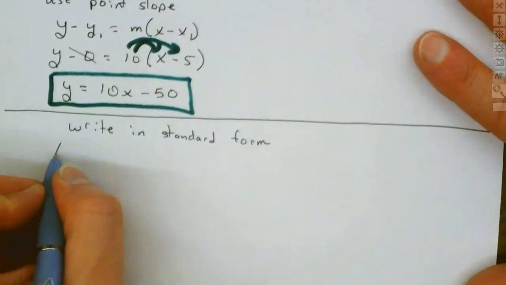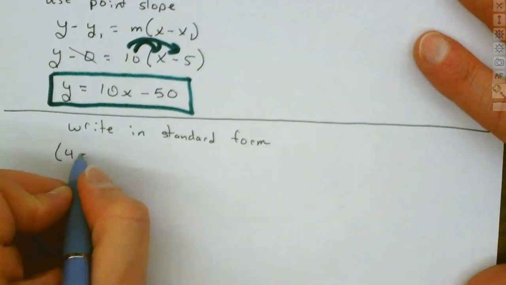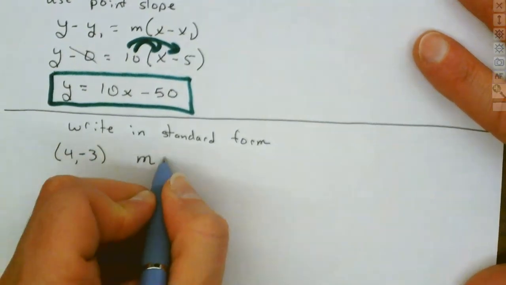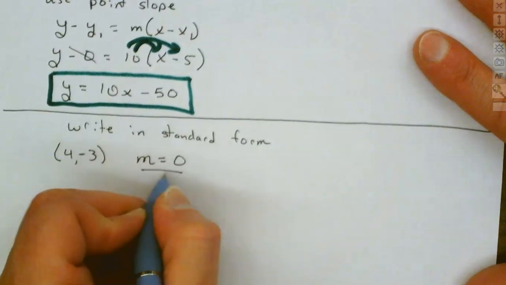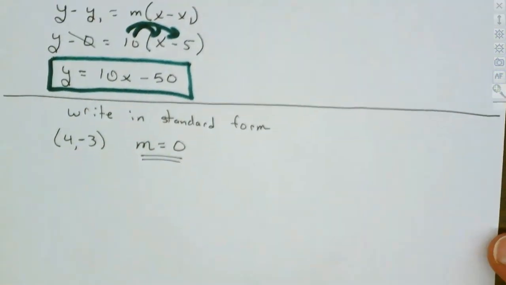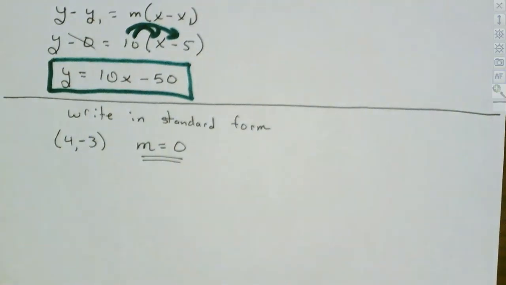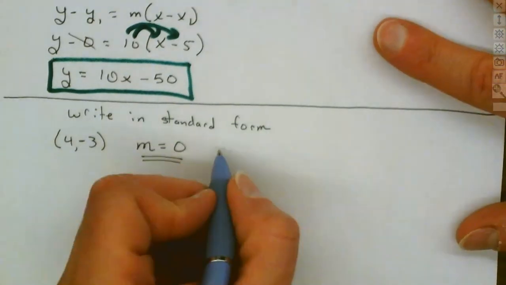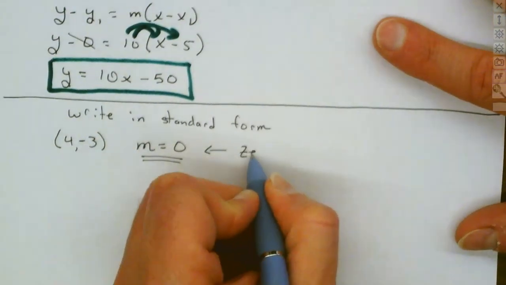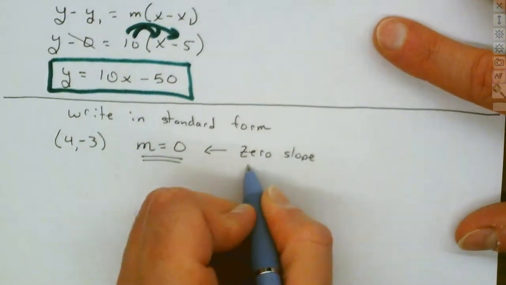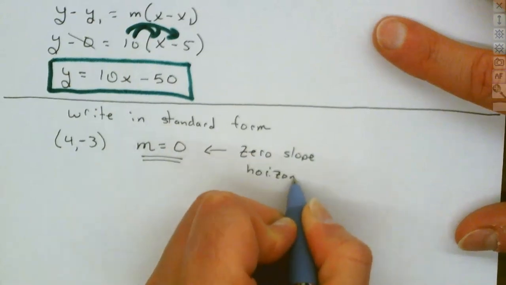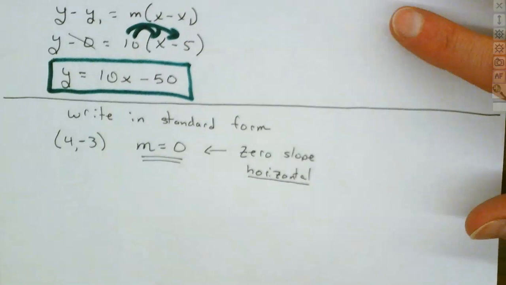And I'm going to give you a point for -3, let's say, and you got a slope of 0. So let's do this one first. Now, this one is very easy. Okay? Don't try to overcomplicate it. So we need to remember something about a 0 slope. 0 slope, that means we have a horizontal line. Right? Okay? 0 slope is a horizontal line.